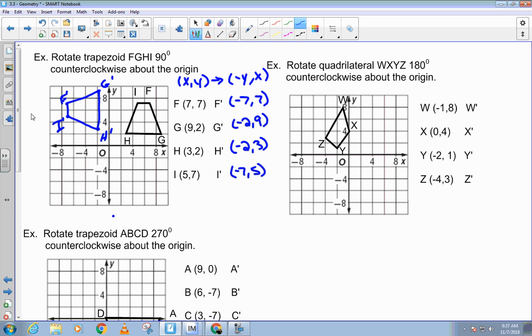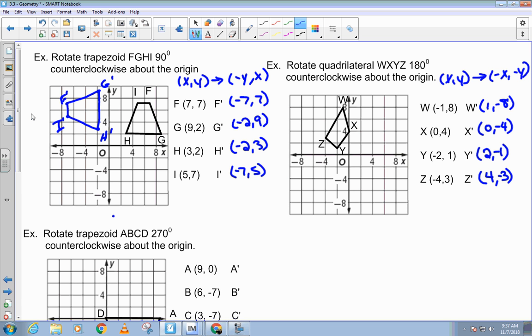Okay, now we're going to rotate 180 degrees counterclockwise. Okay, so what is the rule for that? The signs change. Just the signs change. Alright, so W prime becomes what? 1, negative 8, okay. X prime becomes 0, negative 4. Y prime becomes 2, negative 1. And Z prime becomes 4, negative 2. Okay, so let's plot those.